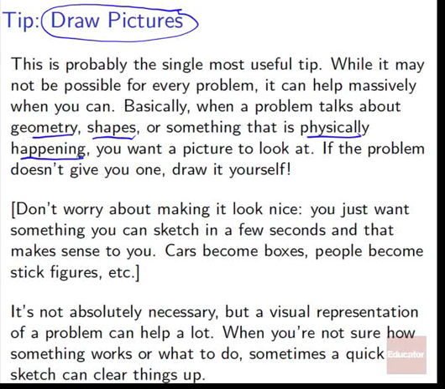When you're not sure how something works or what to do, sometimes a quick sketch so we can see what's going on, sometimes they can help clear things up so much.